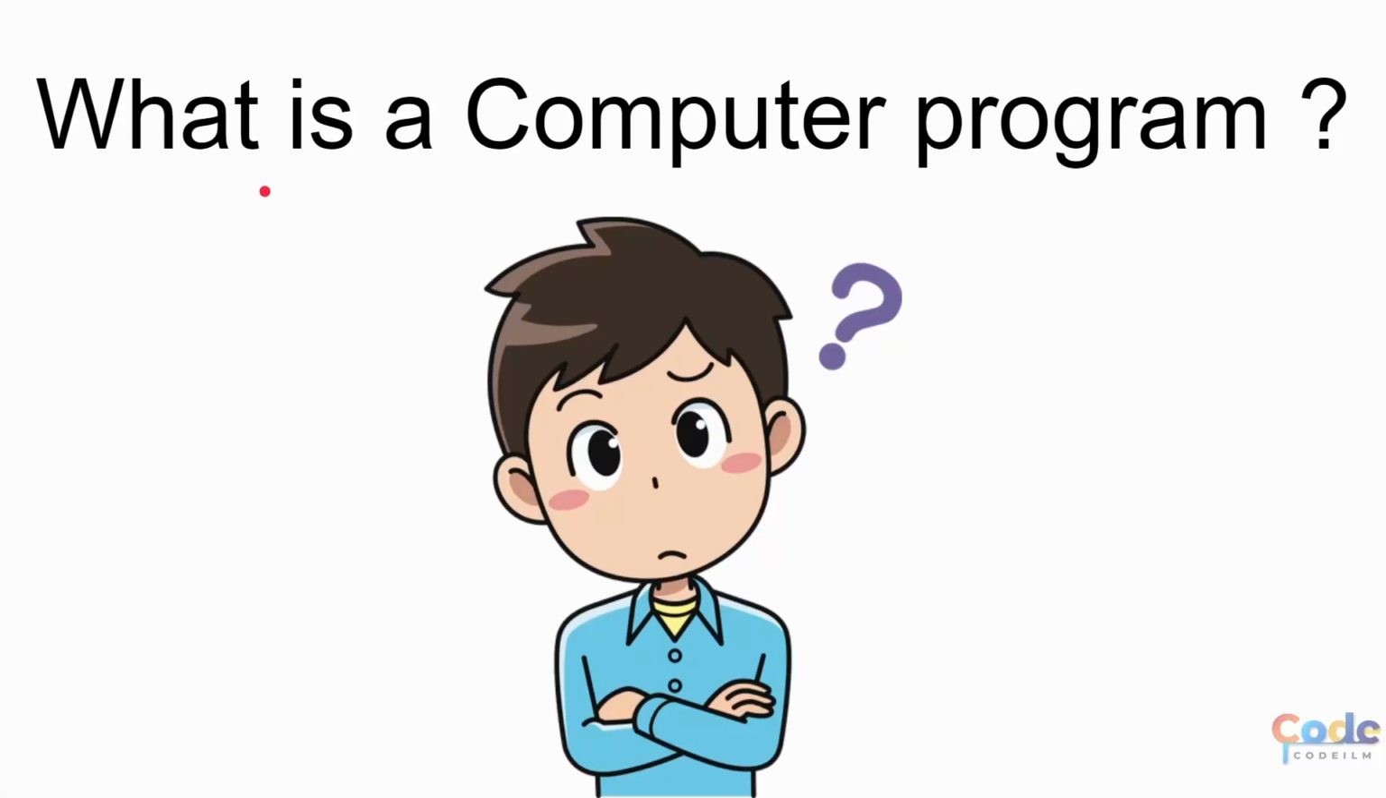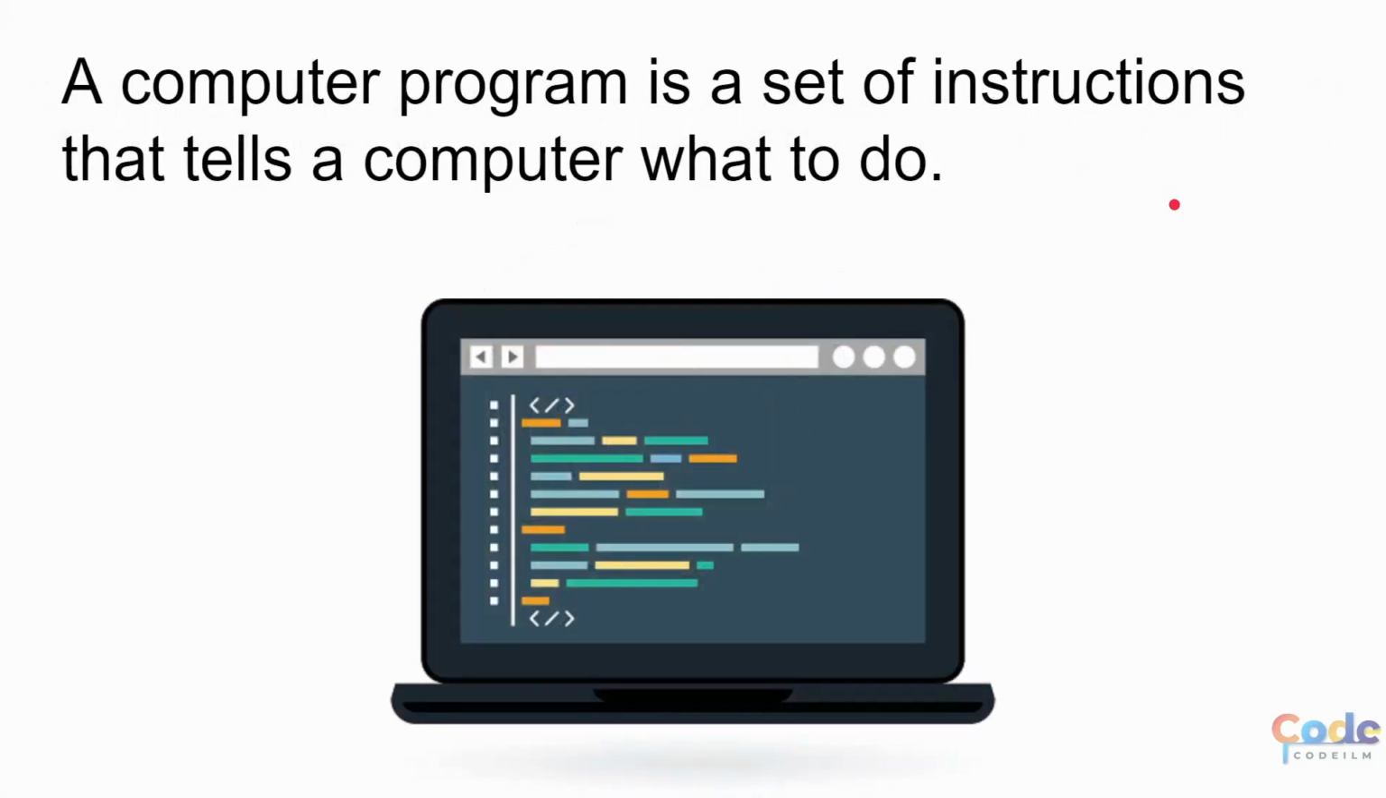Hi, in this lesson, we are going to understand what a computer program is. A computer program is a set of instructions that tells a computer what to do. It is like giving the computer a recipe to follow. Just as you can write a recipe to make your favorite cookies, a computer program is written to make the computer perform a specific task.